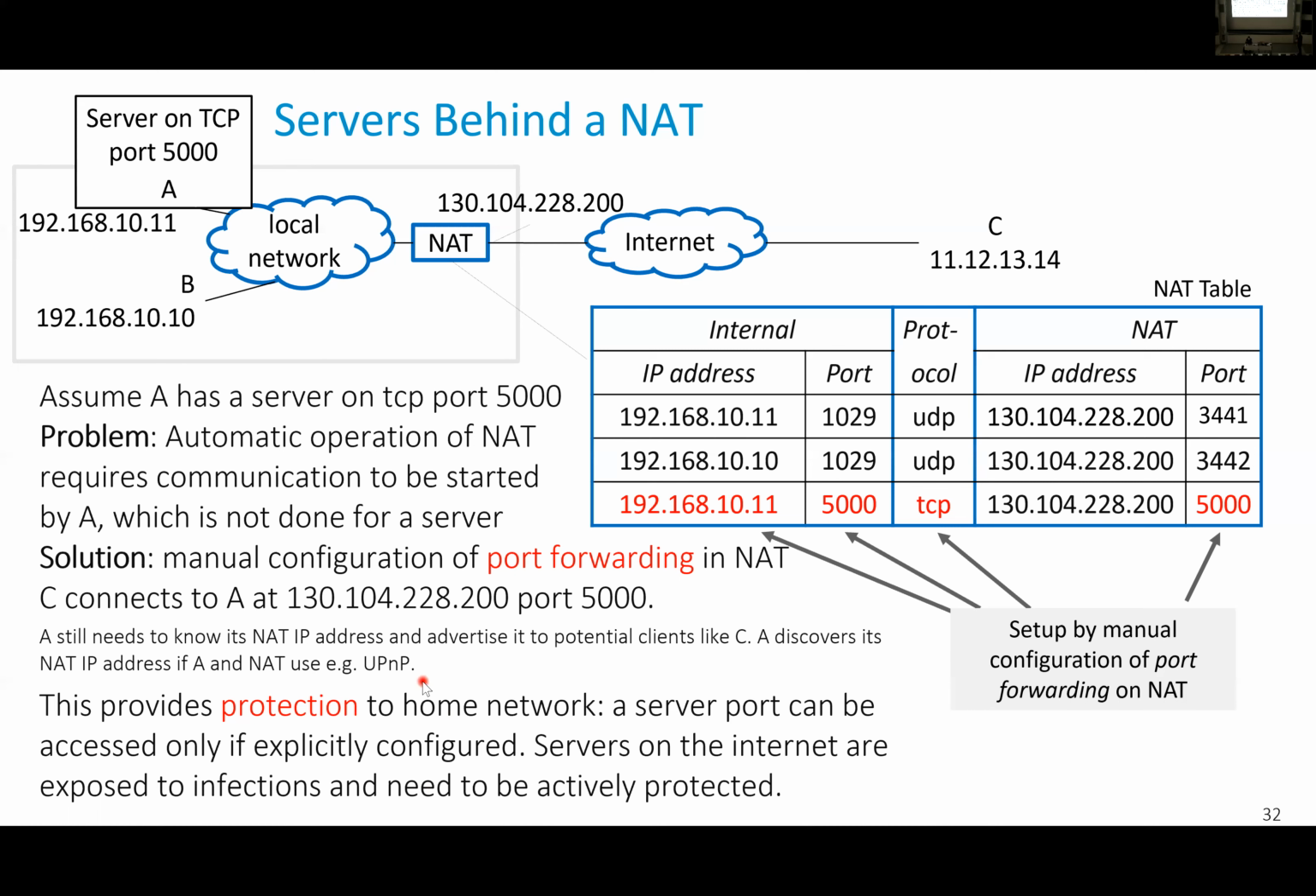And second, the protection is also in the form of filtering. Here, I'm allowing only traffic that goes explicitly to this port number. Every traffic that goes to another port number in my local area network will be discarded by the NAT.